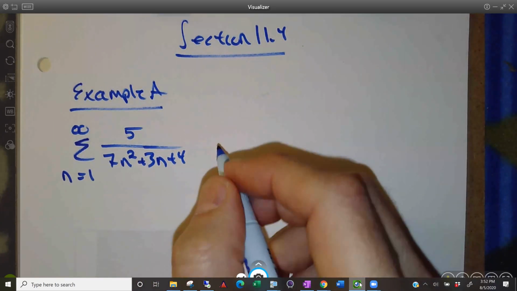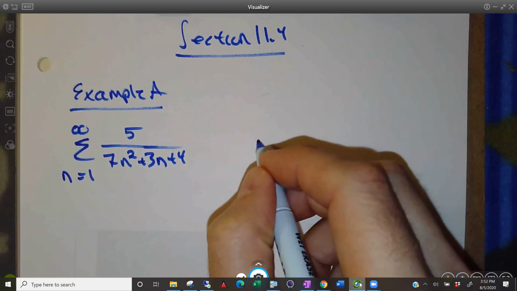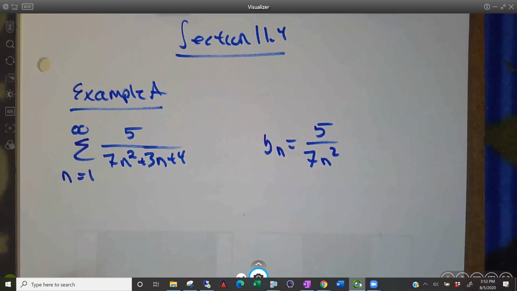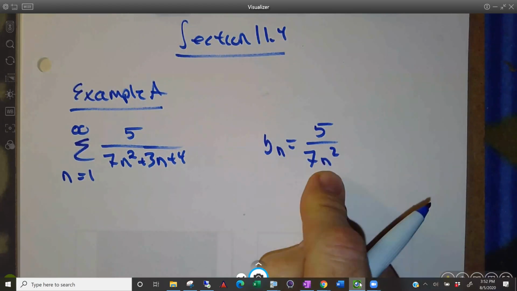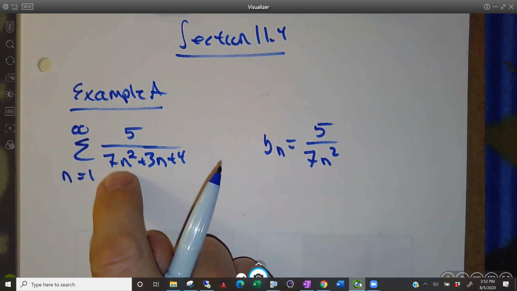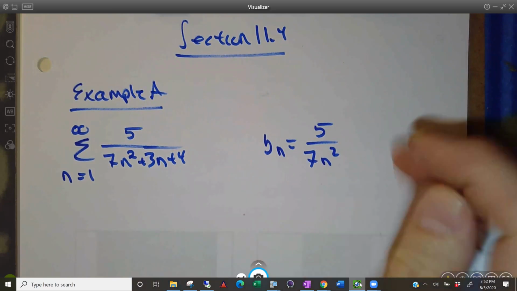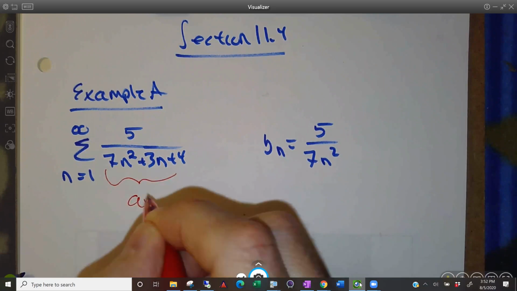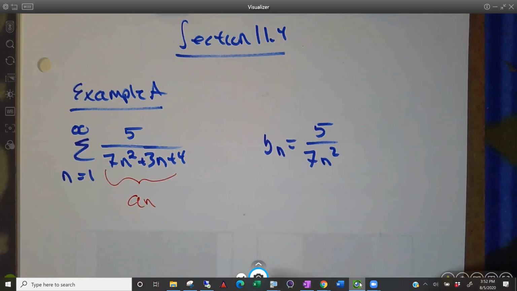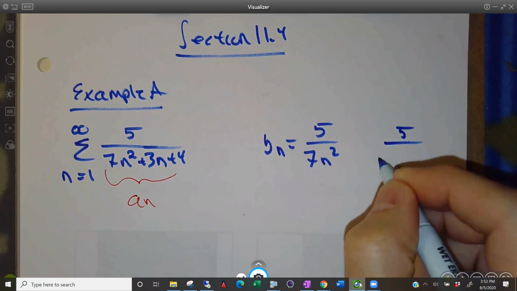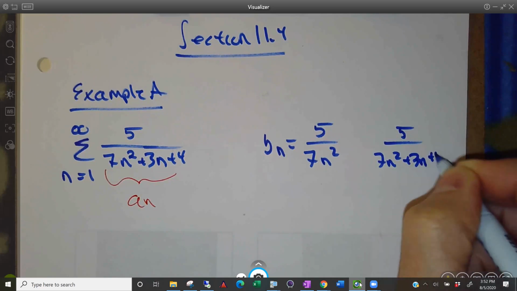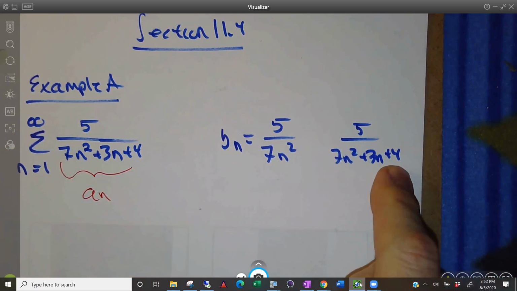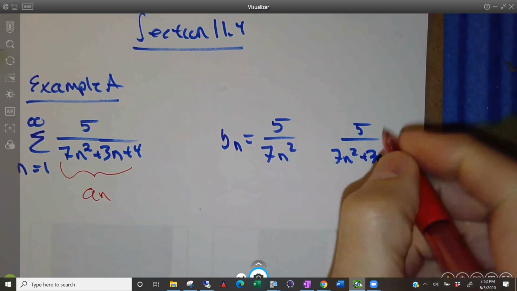And so what you could think of is, we'll call it B sub n equals 5 over 7n squared. And why did I choose that? Well, because really the term that matters is this term there in the denominator. And this allows me an easy comparison to my A sub n. So we'll call that A sub n, 5 over 7n squared plus 3n plus 4. Since we're dealing with positive values of n, this has to have a larger denominator.